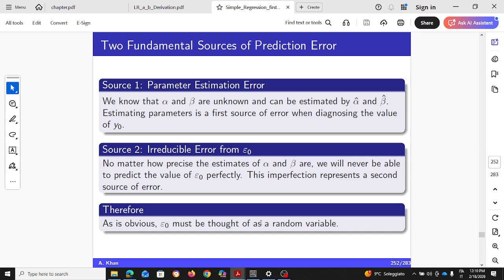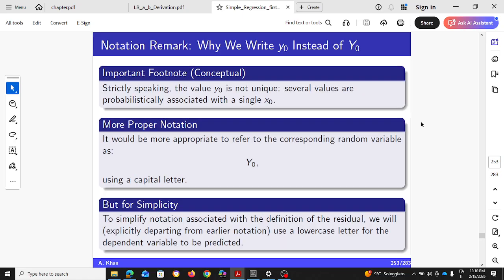The disturbance term, which comes from outside, is a random variable. Strictly speaking, the value y naught is not unique; it can take any value, because the new value is a random value to our model. But these are just notation.